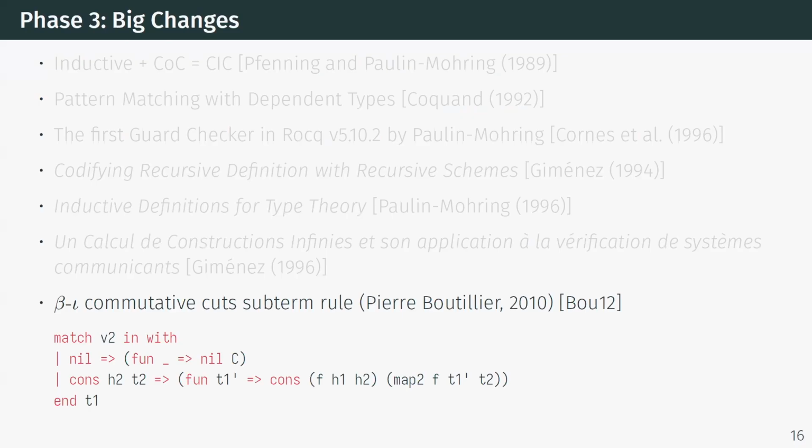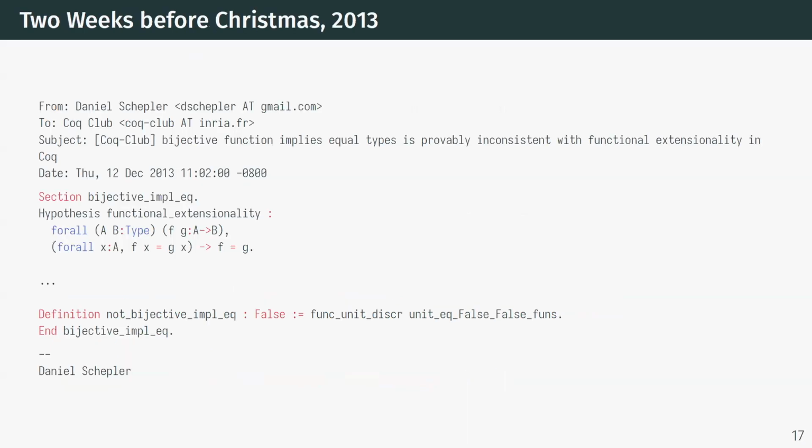Until 2010, when Pierre Boutillier was implementing the vectors library. This might look familiar to you if you've heard of the convoy pattern. He was writing the vector library, and he thought that adding this thing, which is called the beta iota commutative cut subsumption rule, would help the implementation a lot. But there was a Christmas gift that came with it in 2013. Two weeks before Christmas, Daniel Schepler wrote to the Coq Club an email that has nothing but a piece of Coq code that ends with a proof of False, signed off with 'yours truly, Daniel Schepler'.